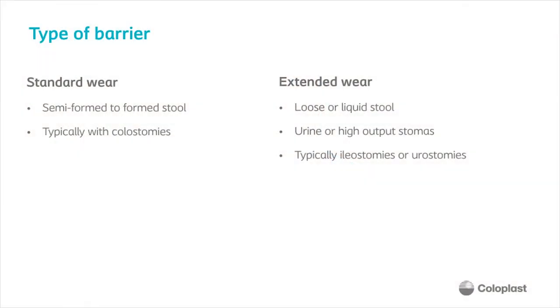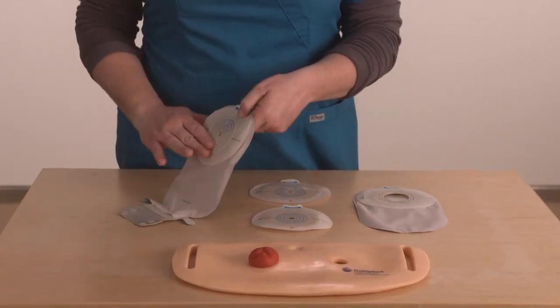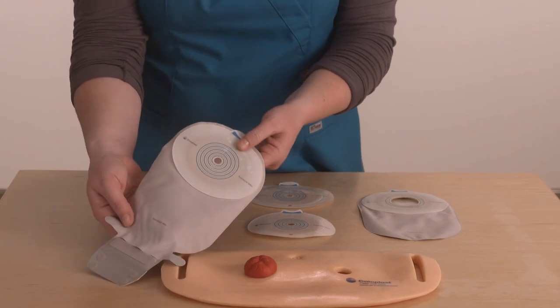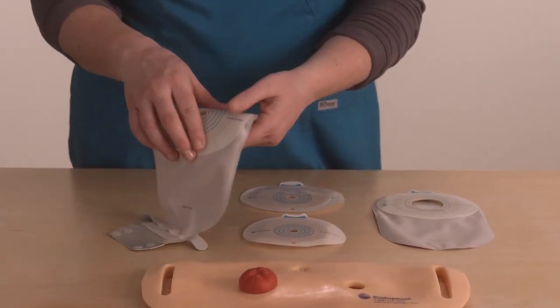Standard wear barriers are used for semi-formed to formed stool, typically with colostomies. Extended wear barriers are used for loose or liquid stool, urine, or high output stomas, typically ileostomies or urostomies. There are different types of barrier shapes: flat, soft convex, light convex, and deep convex. Flat barriers are ideal for normal stomas or normal peristomal skin areas. Flexible one-piece barriers are an option for areas that are rounded or in a bend.